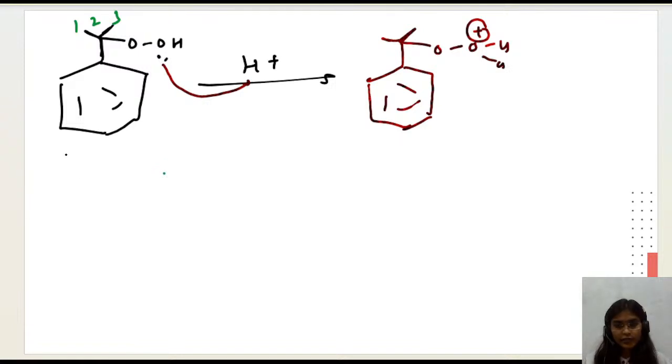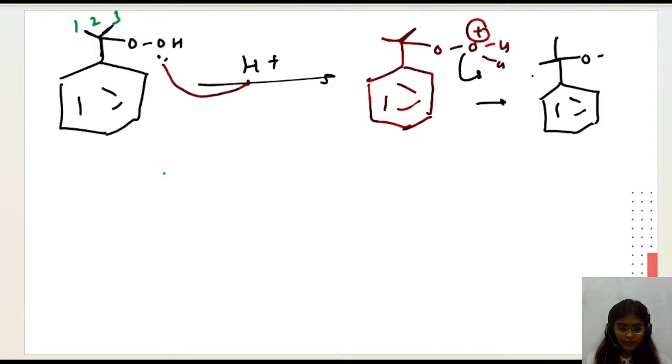Then what do we end up with? We end up with this. This is going to leave, and that simply gives O negative and this. This is the first step we end up with. Although the resonance is also there, that negative charge simply transfers here. Resonance is also possible, but we can't go with that. So it's enough.